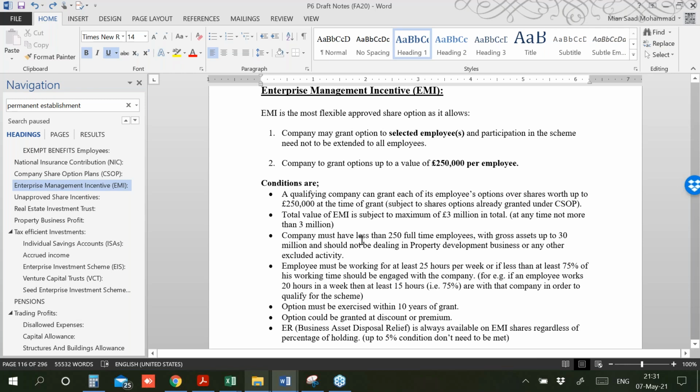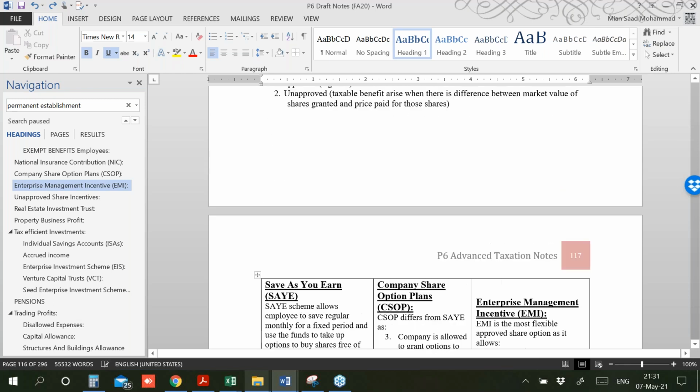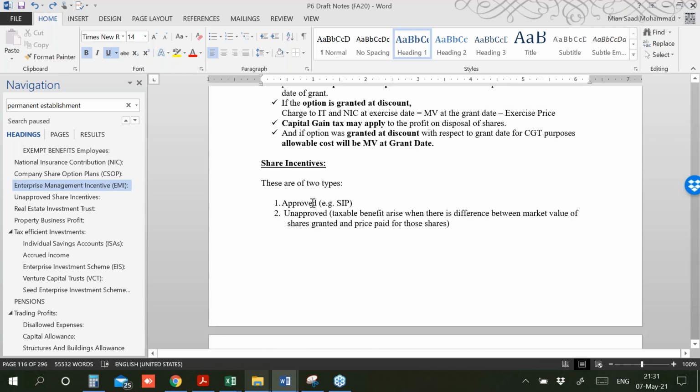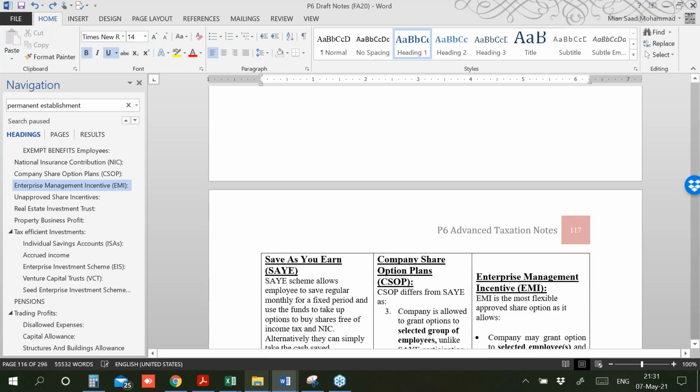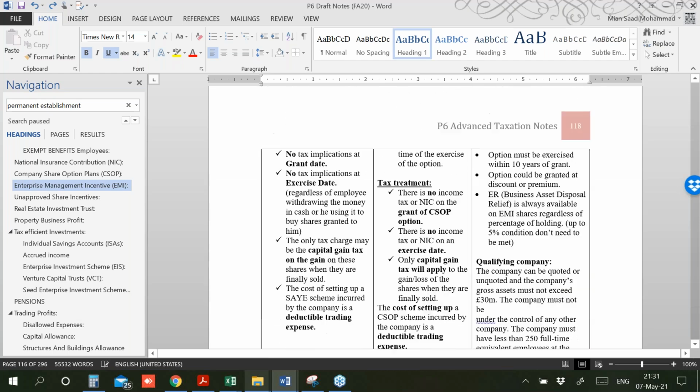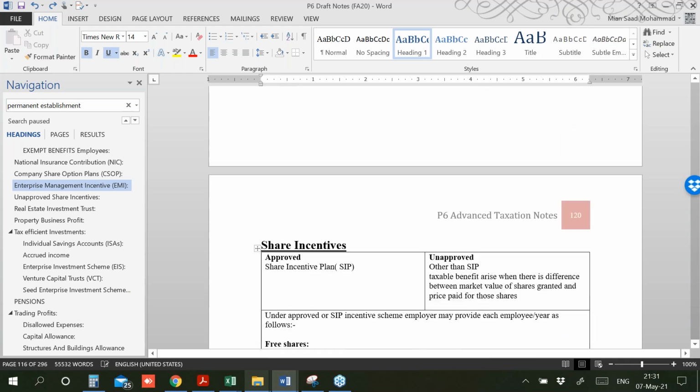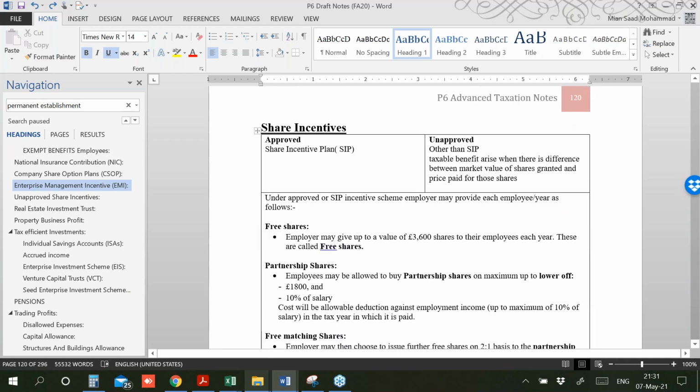And what is SIP? SIP is a share incentive plan, an approved share incentive plan by HMRC. What happens in SIP? The company provides you free of cost shares, and you can submit some amount of your salary to the company to buy a few shares more. The free shares that a company can grant you can be a maximum of up to 3600 of value to each employee each year.